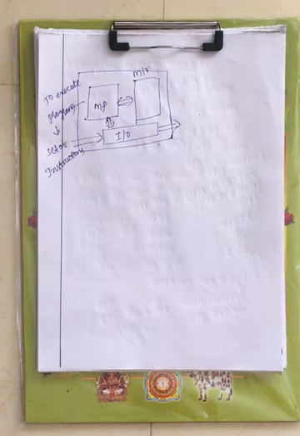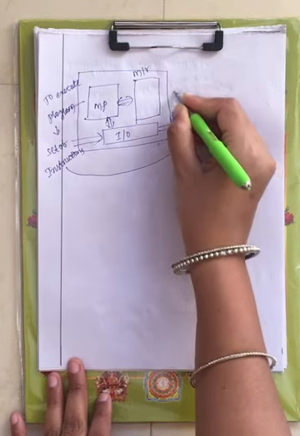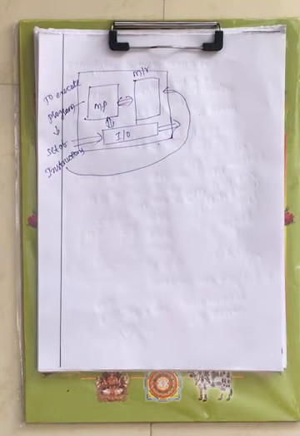Memory stores the information. The main job of the processor is to execute the program. A program is nothing but a set of instructions. Where is this set of instructions stored? In the memory. You are storing the set of instructions in the memory.